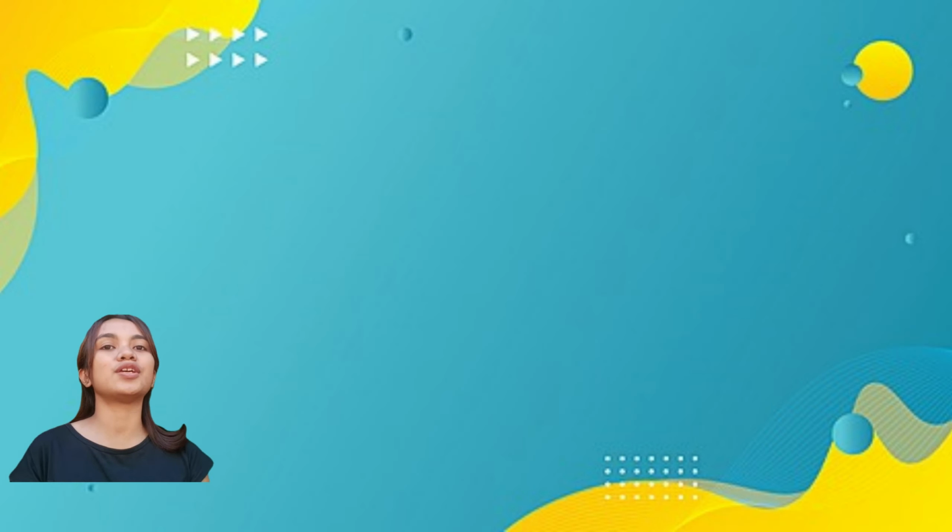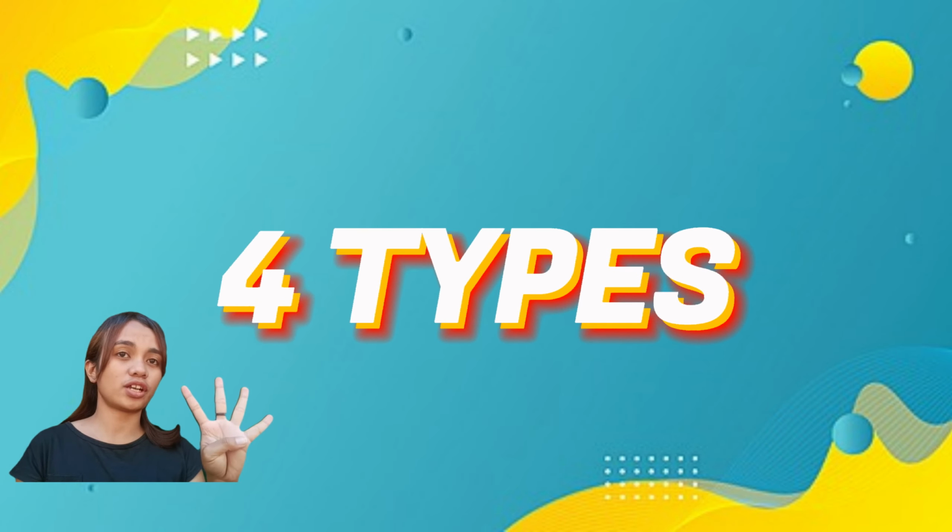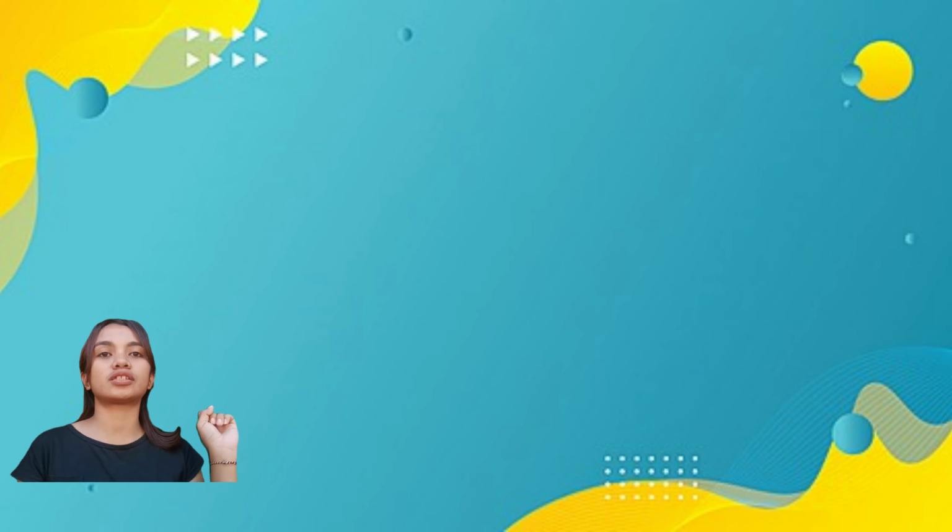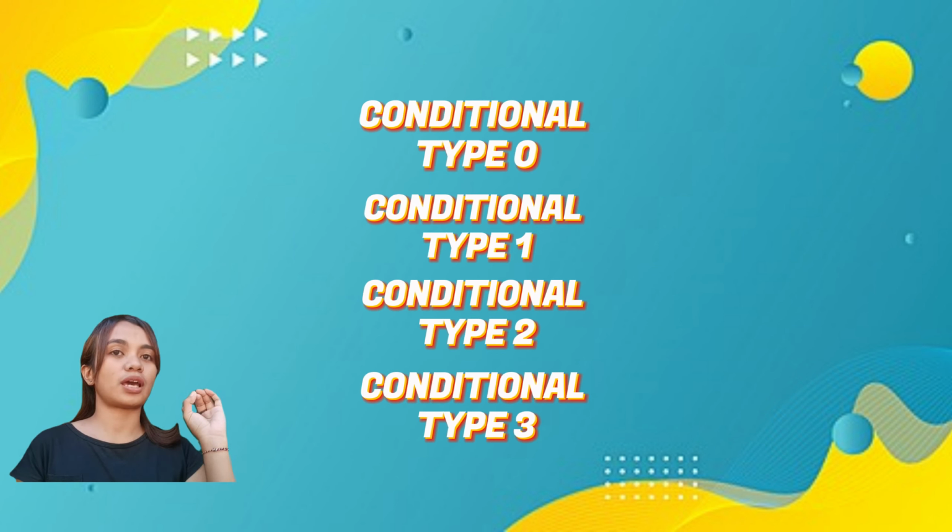Now we are getting into the types of conditional sentences. There are four types of conditional sentences, including conditional type 0, conditional type 1, conditional type 2, and the last is conditional type 3.